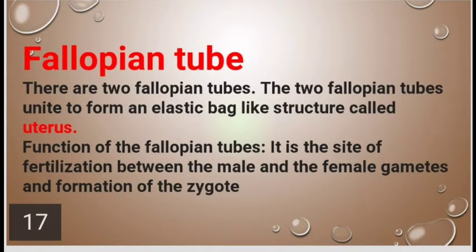Fallopian tube. It is also known as the oviduct. There are two fallopian tubes. The two fallopian tubes unite to form an elastic bag-like structure called the uterus. Functions of the fallopian tube: it's the site of fertilization between the male and female gametes and formation of the zygote.